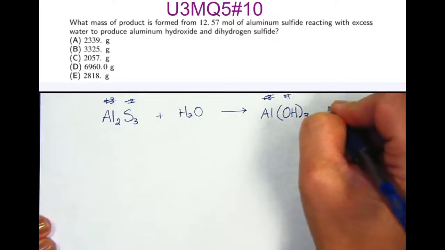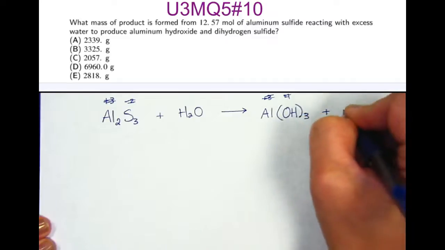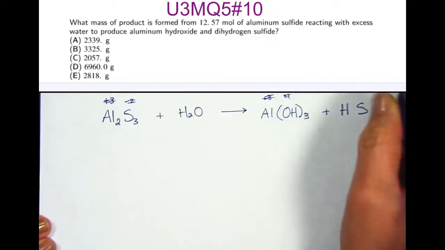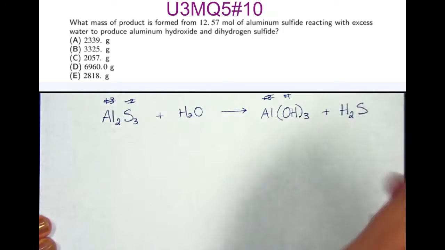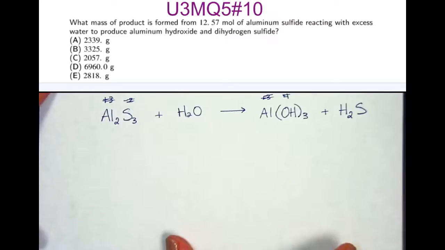And we also get dihydrogen sulfide. So we have hydrogen and sulfide. Dihydrogen means 2 hydrogens, and there's only 1 sulfide in the formula. Okay, so now that I have the equation written, I need to balance it.